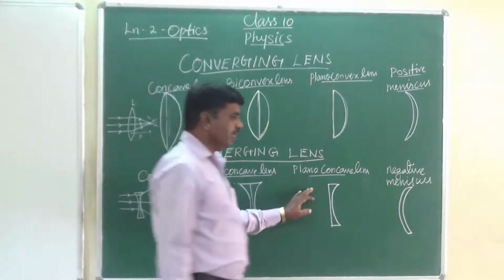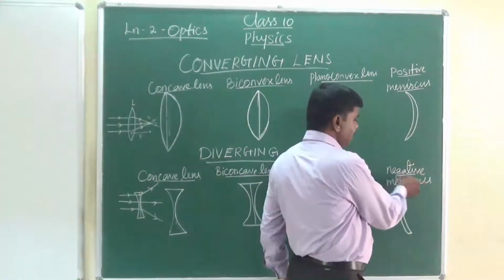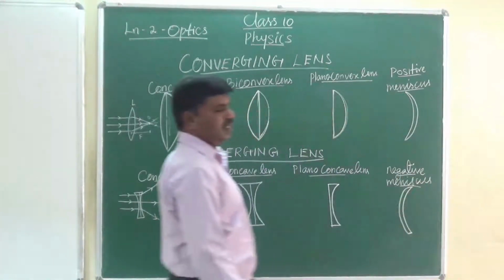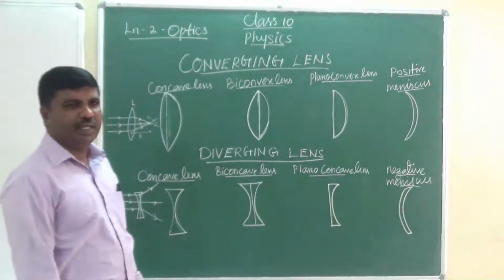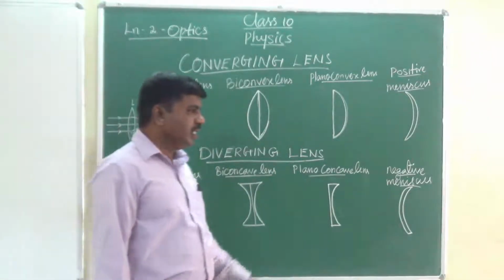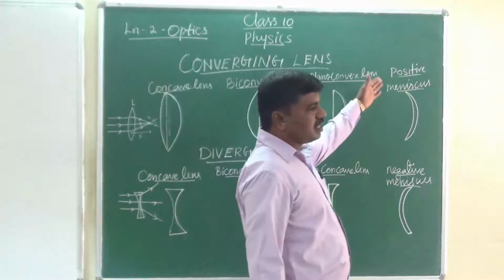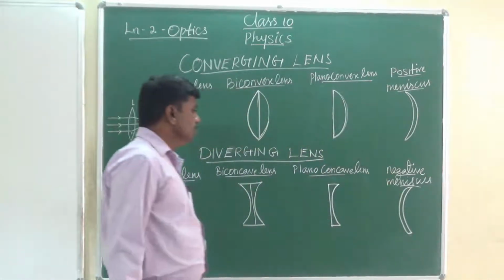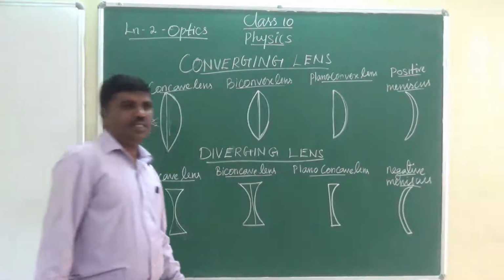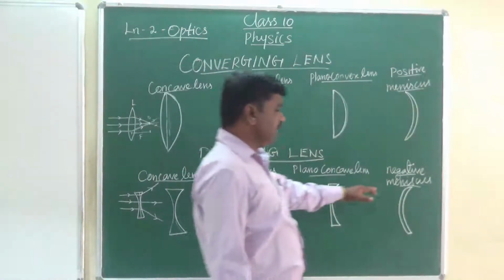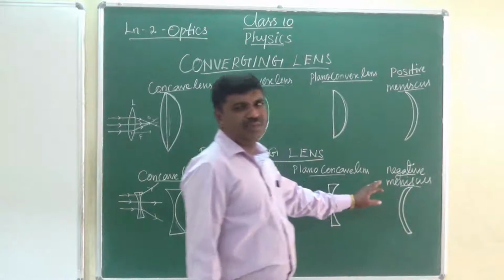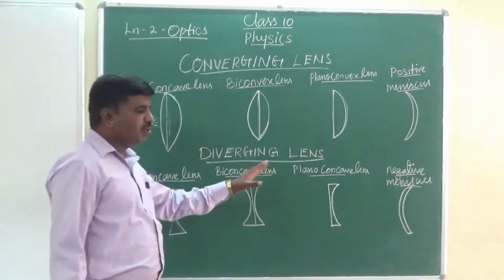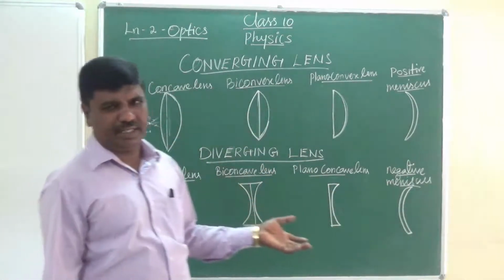Then another one, the negative meniscus. What is that negative meniscus? Already we saw the positive meniscus in the converging lens. It is the negative meniscus in the diverging lens. This is also most probably used for contact lenses.